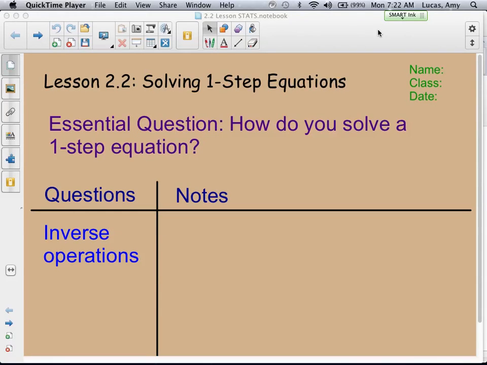Lesson 2-2, solving one-step equations. Our essential question is how do you solve a one-step equation? Our new vocabulary is inverse operations.